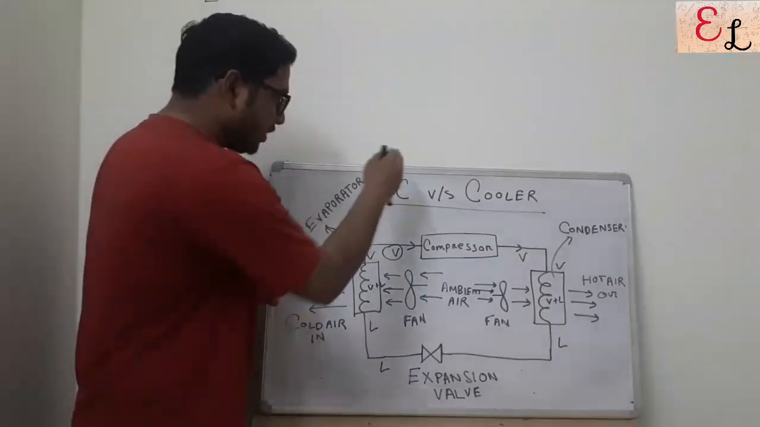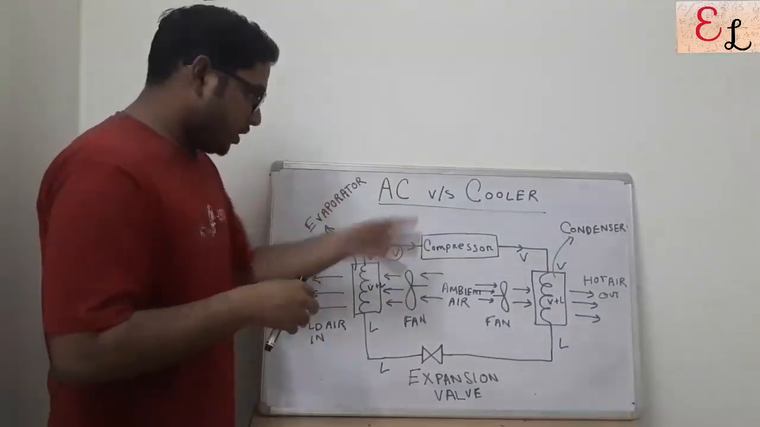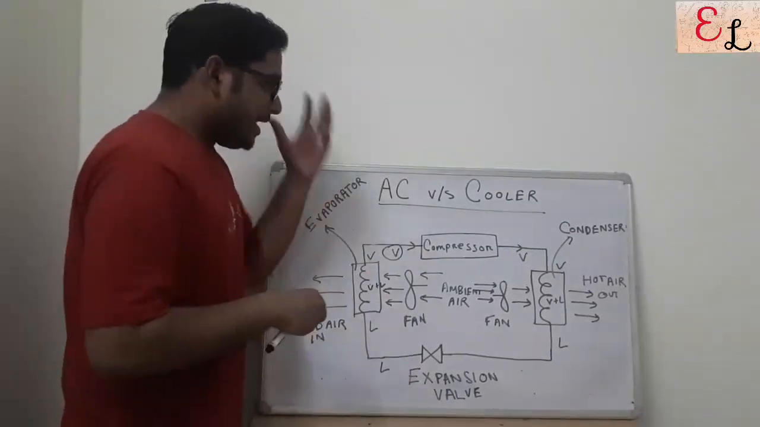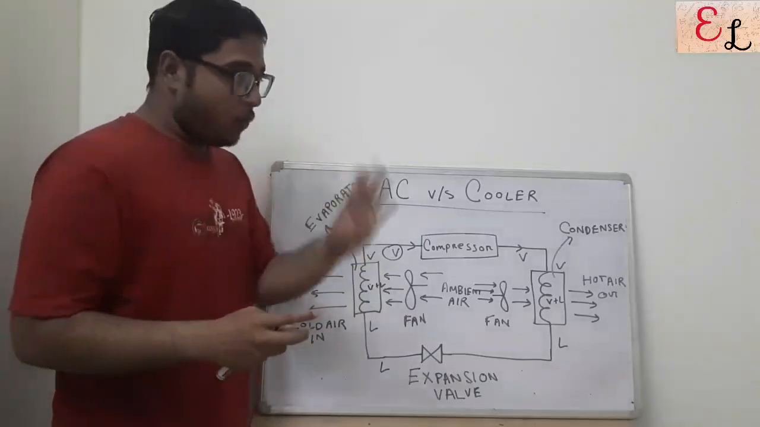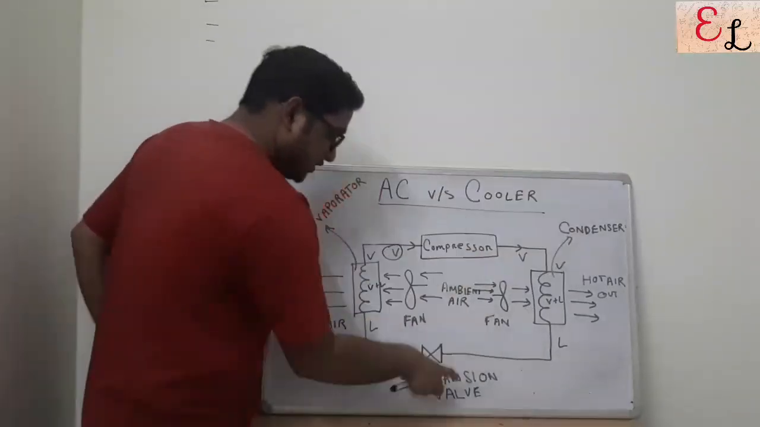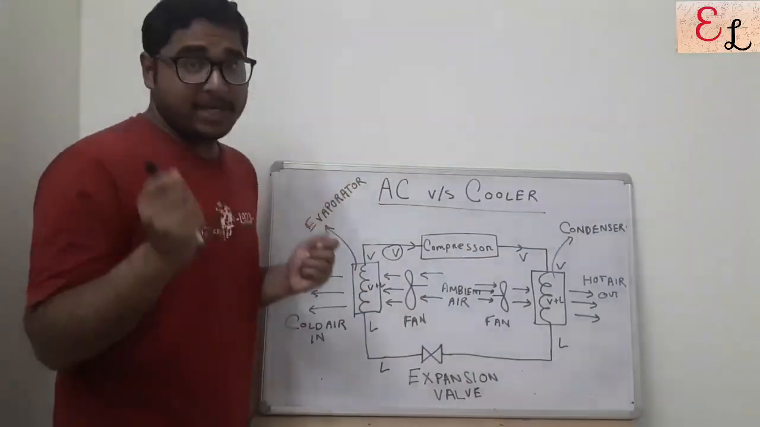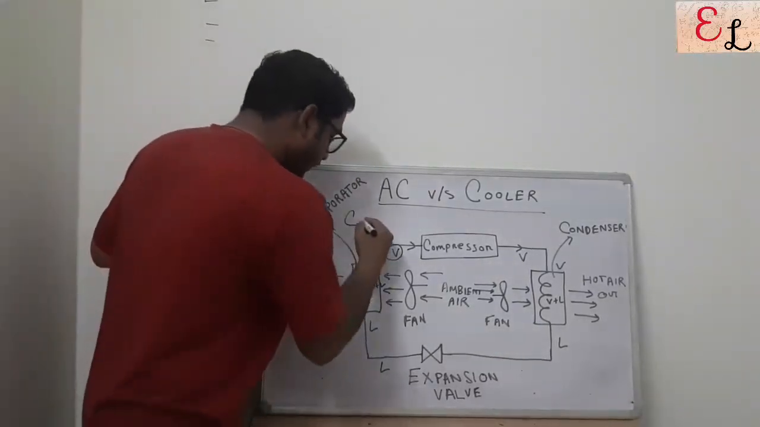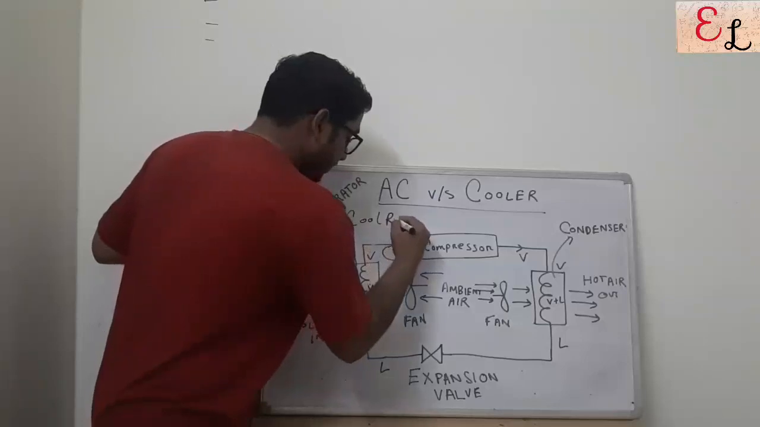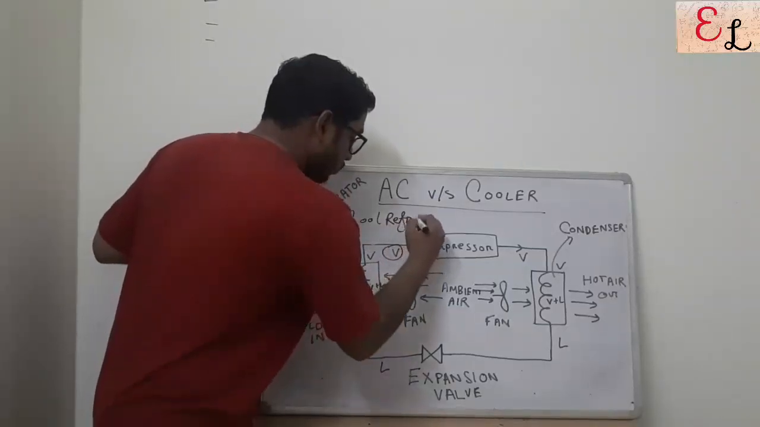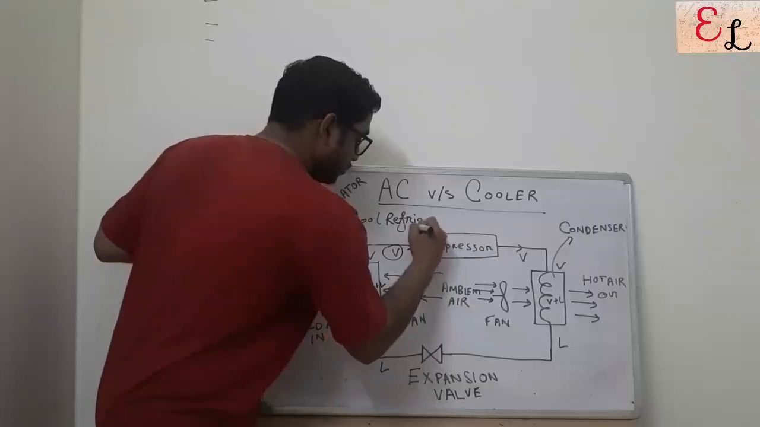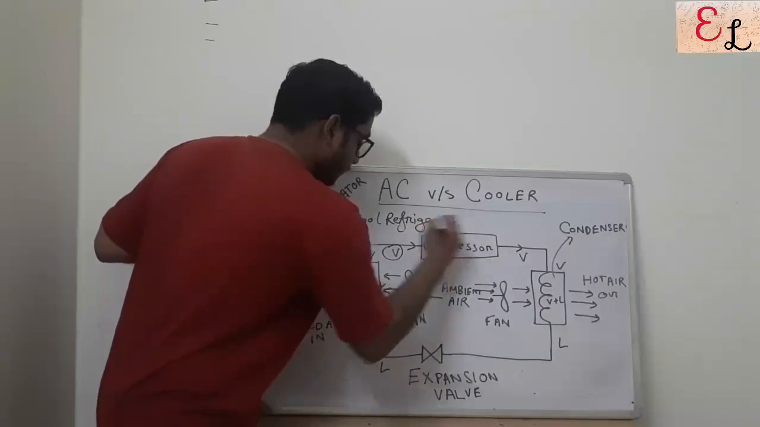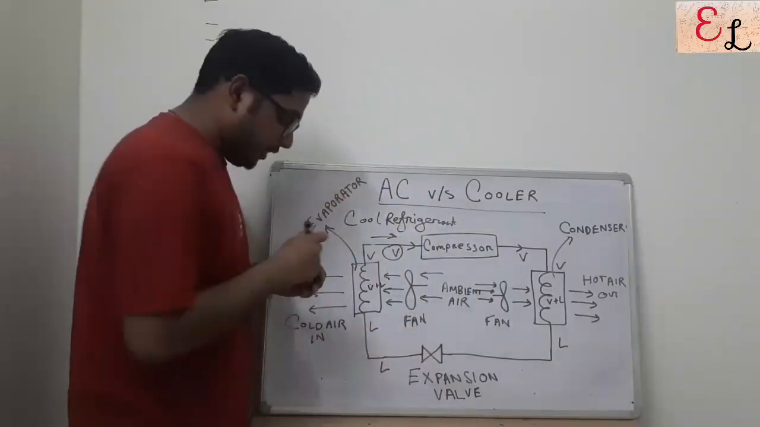So coming straight to the working principle of the air conditioner, which we are going to discuss first: an air conditioner broadly consists of four parts: compressor, condenser, expansion valve and evaporator. Now what is happening in an air conditioner exactly? You see a cool vapor refrigerant is going into the system. This is the cool refrigerant that is going into the compressor.